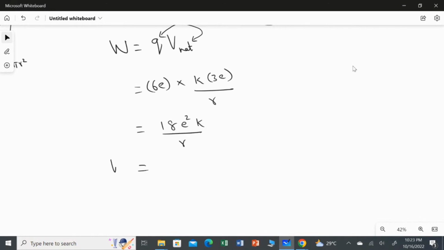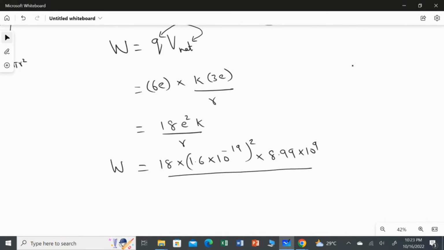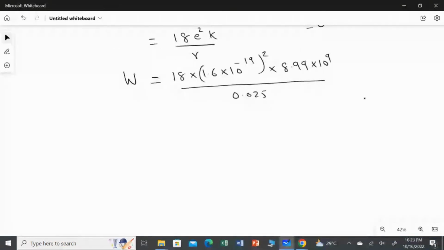Now I am going to substitute the value: 18 multiplied by (1.6 multiplied by 10 to the power of minus 19) square, multiplied by the Coulomb constant 8.99 multiplied by 10 to the power of 9, divided by half of 5, which is 2.5 centimeter. Am I right? So here I have to convert this value in terms of meter, which is nothing but 0.025.